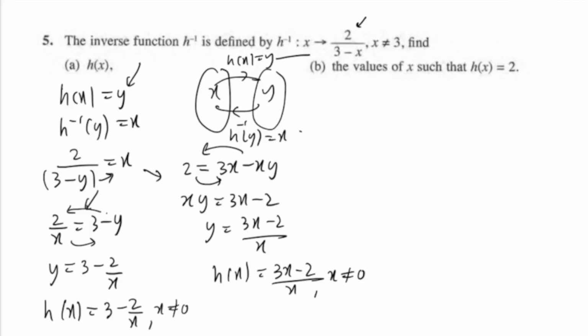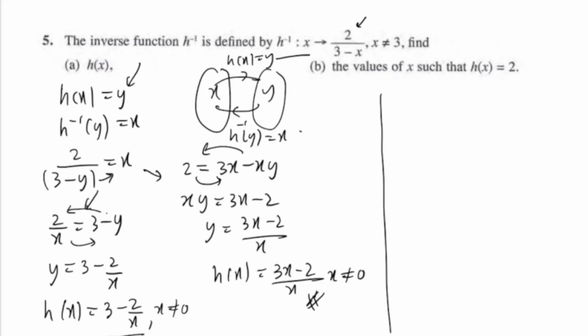Now notice there are two different answers. Are they actually different? No, they're actually the same, because we can split this. For example, 3x over x minus 2 over x is actually 3 minus 2 over x. It's actually the same, just that in the second one we put it together as a single fraction. So both are correct, but I think the textbook answer given is this one.